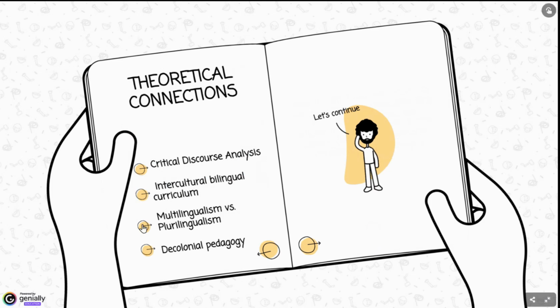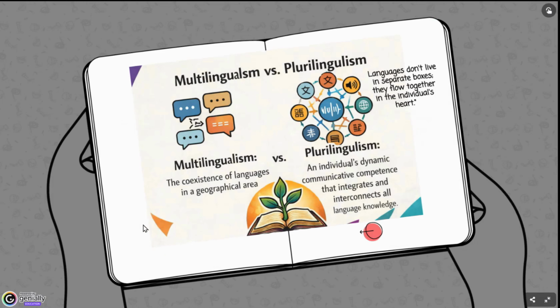The third concept is multilingualism and plurilingualism. Students do not use language in isolated ways. Instead, they move flexibly and dynamically across linguistic resources depending on the situation. However, these practices are often overlooked in traditional classroom dynamics.